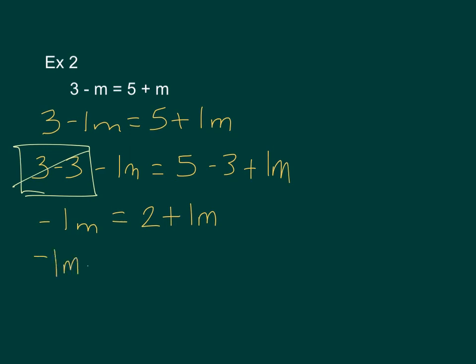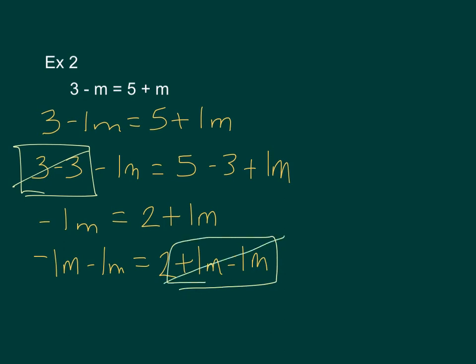So we're going to have negative 1m minus 1m equals 2 plus 1m minus 1m. The reason we chose that is because that goes to 0. Right? 1m minus 1m is 0. Negative 1m minus 1m is negative 2m.